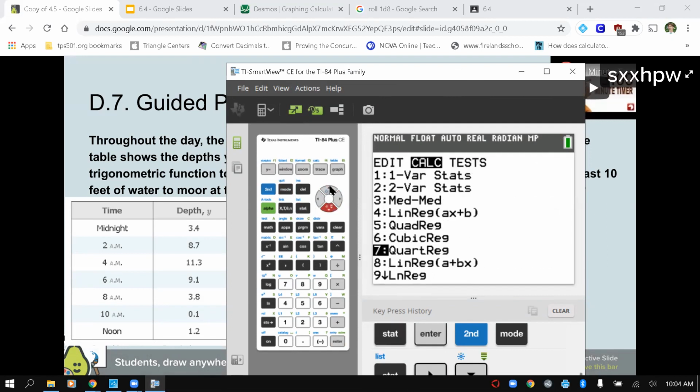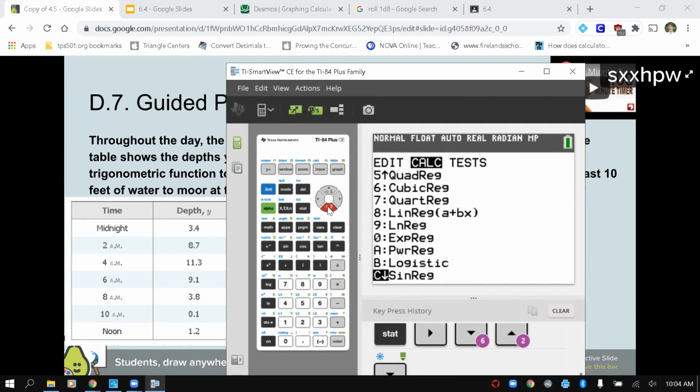So we've done linear regressions, we've done quadratic regressions, we've done natural log, we've done exponential, we've done power, we've done logistic. New one is sine. So if they ask you to do a sine regression, it's just type into the calculator and you're doing a sine regression instead.